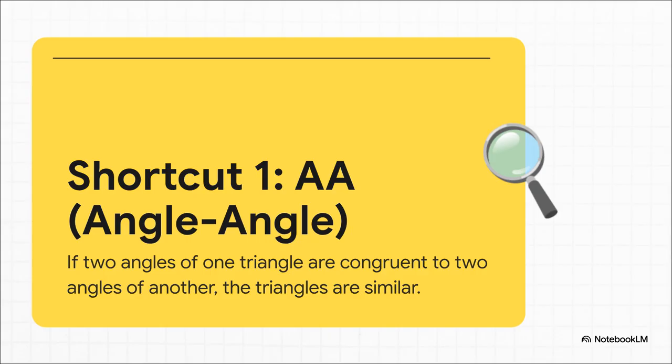First up, we've got the most common, and you could argue the most useful shortcut of them all. Angle-angle, or just AA. It is beautiful in its simplicity. If you can show that just 2 angles in one triangle match up with 2 angles in another, that's it. Game over. You're done. The triangles are similar. Because think about it. If 2 angles match, the third one is forced to match too, right? This saves you a whole step.